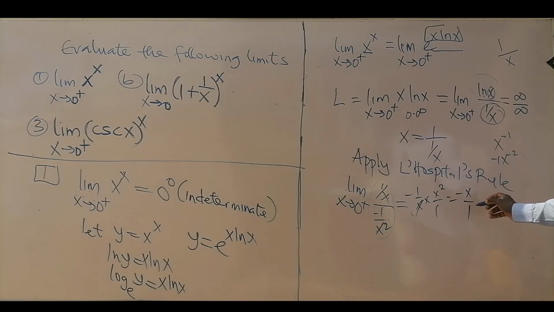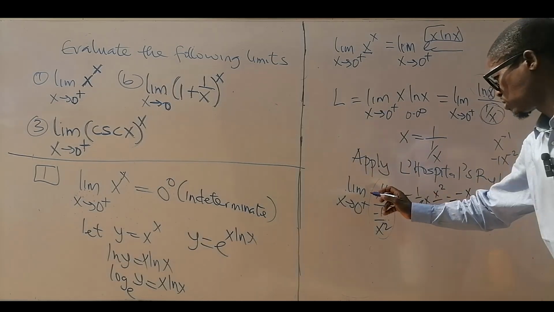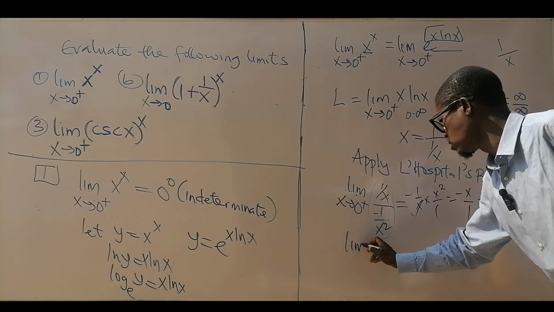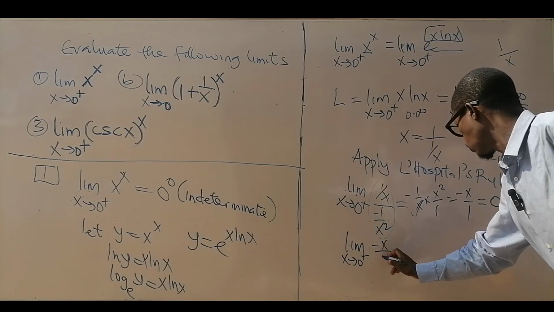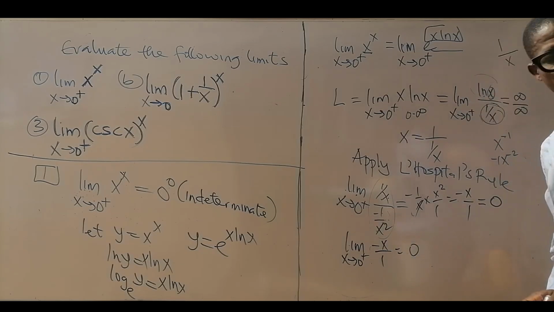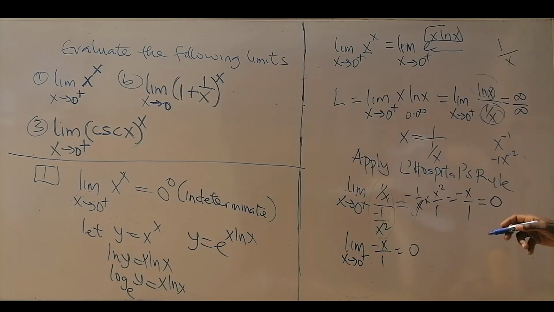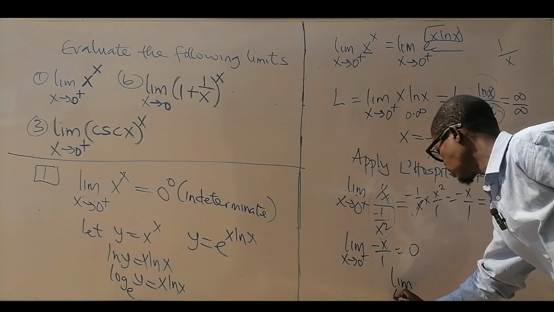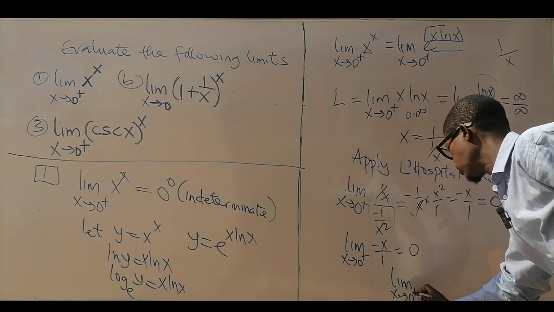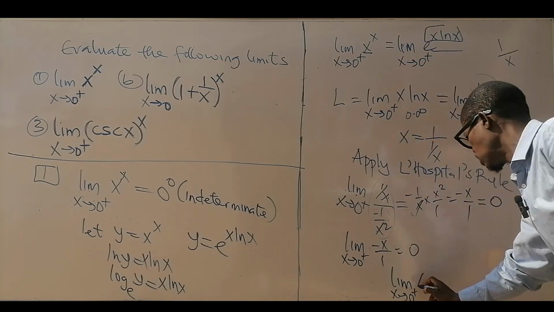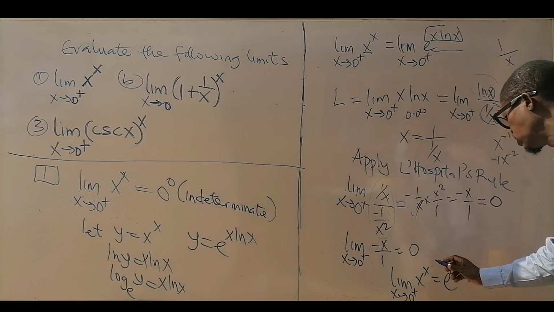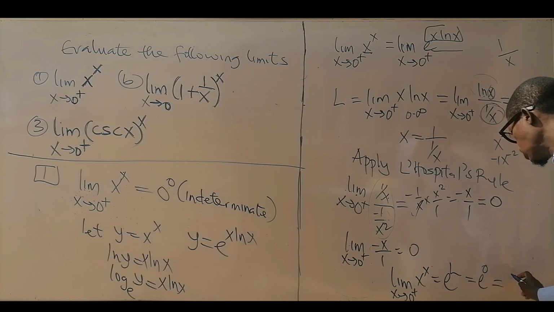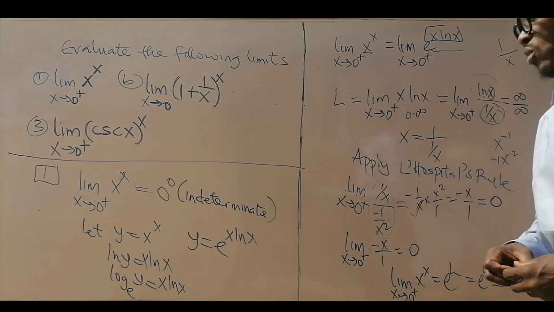If you substitute, you now have the limit as x tends to 0 positive of minus x over 1, which is equal to 0. So you now have the limit as x tends to 0 positive of your function, and that's equal to e to power L, and my L is 0. E to power 0, and that's 1. So that's that on this particular question.